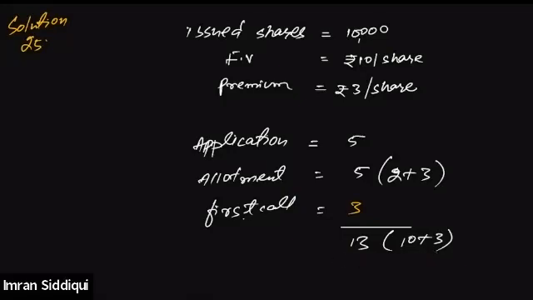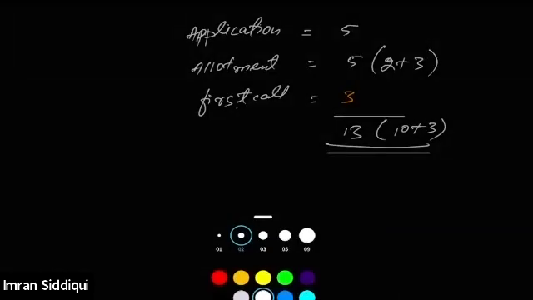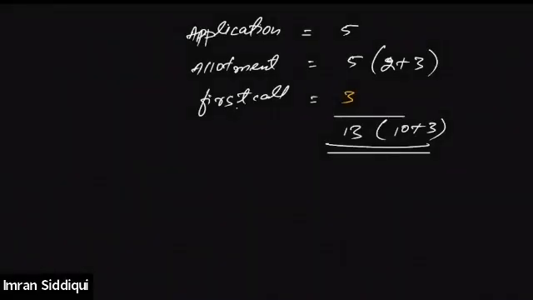All right. Now let's move to the other thing that the question is telling us. Now the question says that all the money due on allotment was received except on 200 shares. That means 200 shares are in arrears for allotment. 200 shares did not pay the allotment.